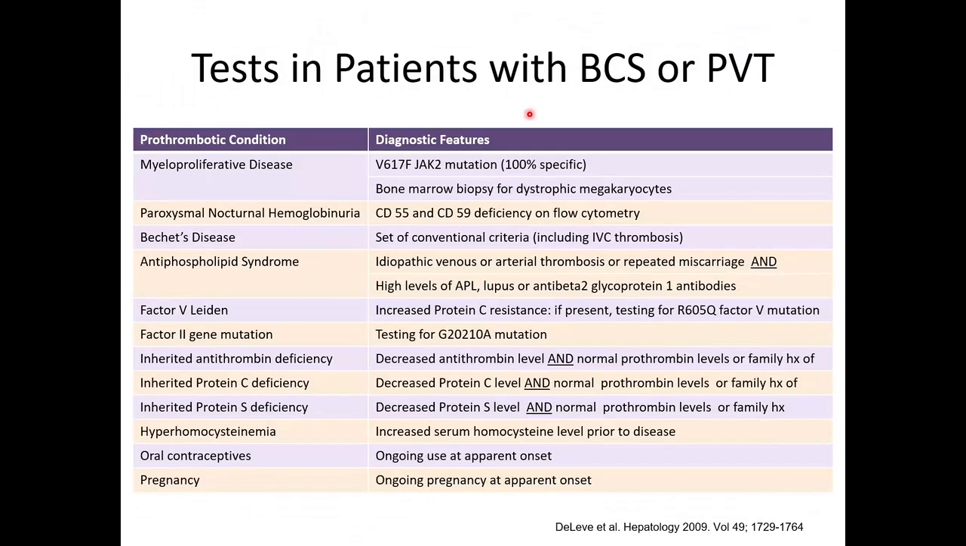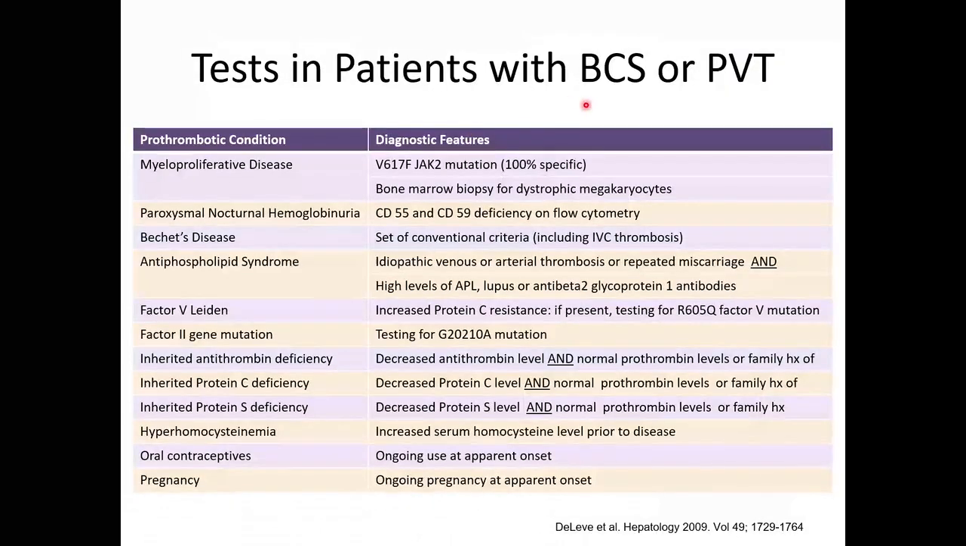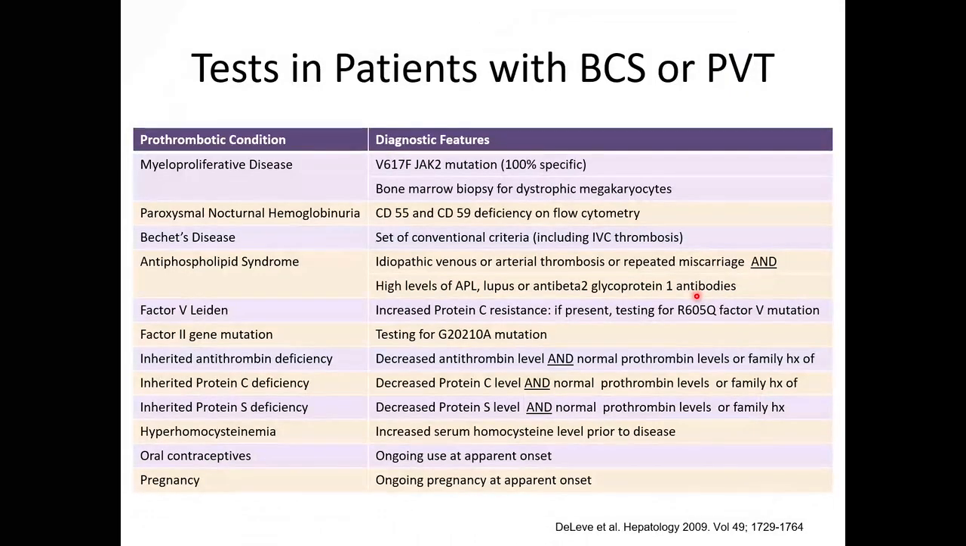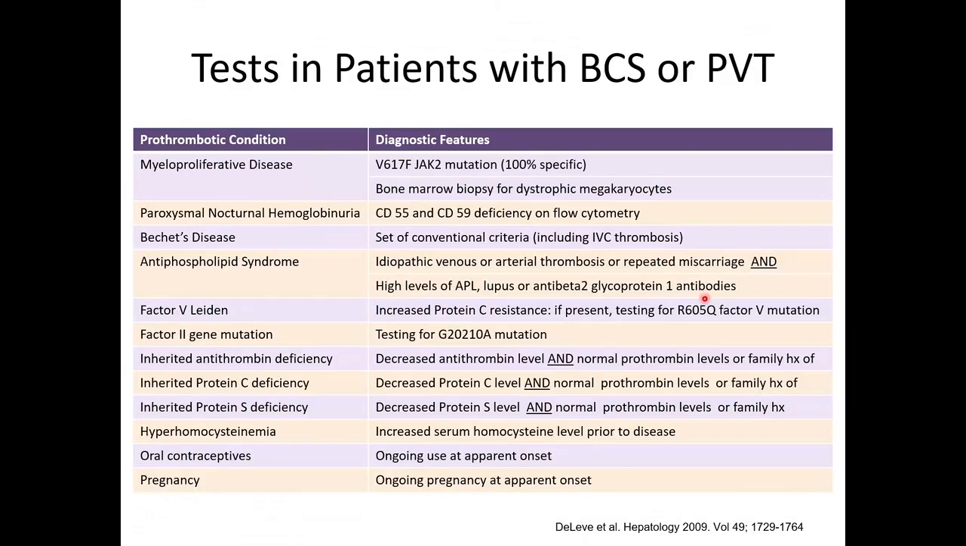To the right, we have the diagnostic features and testing that should be done in patients with Budd-Chiari or portal vein thrombosis. And these are various tests or procedures, for example, the JAK mutation in myeloproliferative disease, as well as a bone marrow biopsy to look for dystrophic megakaryocytes. And in factor V Leiden, for example, you would want to check for increased protein C resistance and then test for R605Q factor V mutation. So this chart delineates the various tests that should be done as part of the workup in any patient.